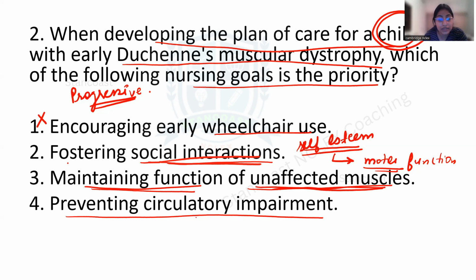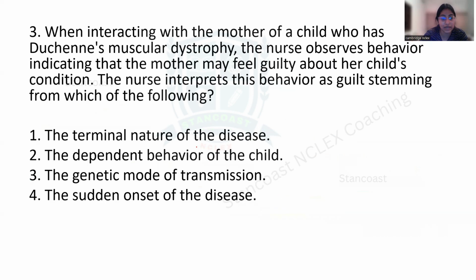Talking about preventing circulatory impairment, there is no circulatory impairment in this disease. Circulation is proper in the body, so this is unnecessary here. So the primary focus, the priority of our care, is to maintain function of unaffected muscles. So option number 3 is the priority of the nurse. From this, social interaction will then be fostered. So option number 3 is the correct option.